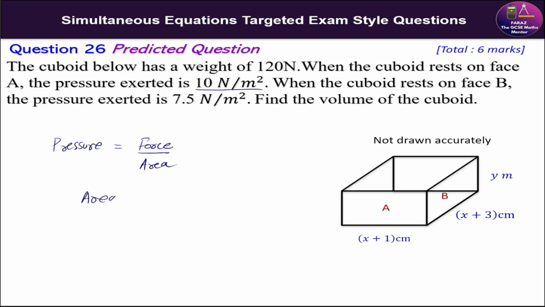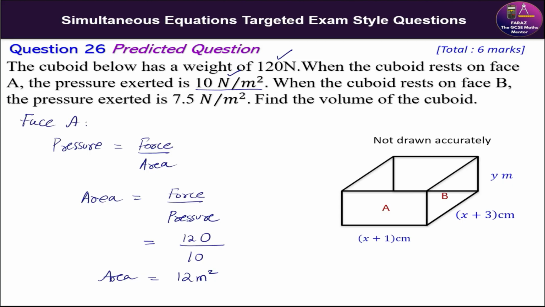Area would become force over pressure, so A equals F over P. F is 120 there. Weight is also a force, so F is 120, and pressure is 10, as given. So the area of face A would become 12 meter square. Now that is the calculation for face A.